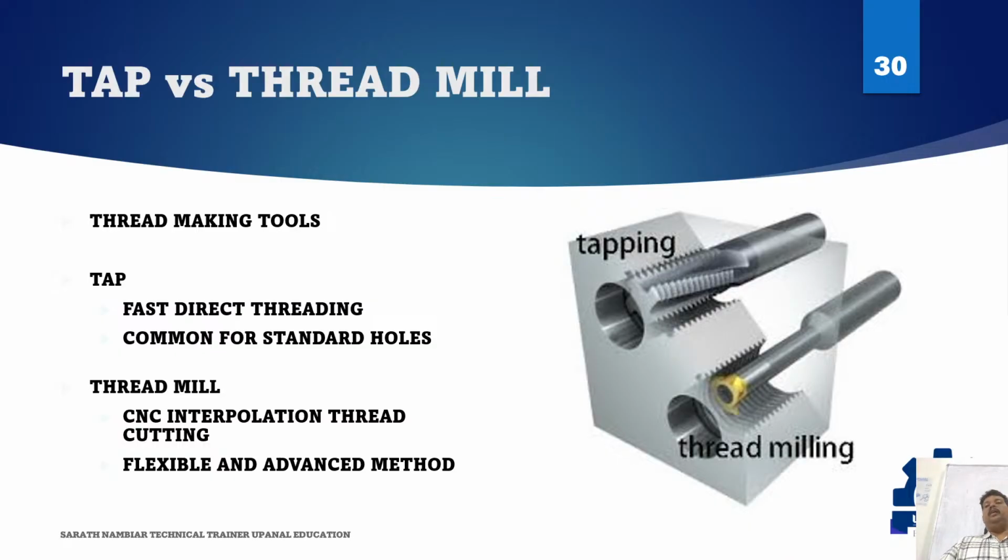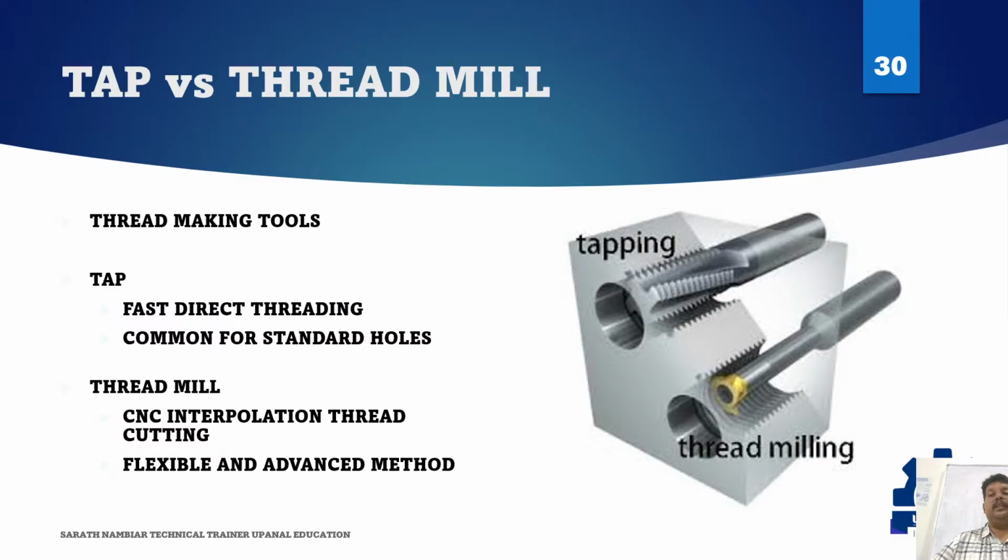Now let's discuss how internal threads are created in CNC components. Many parts need bolts, screws, and fastening points. That means threaded holes are essential. Two major methods are tapping and thread milling. In tapping, the tap cuts the thread directly inside the pre-drilled hole. This is common, fast, and widely used for standard threads like M6, M8, M10. Second is thread milling.